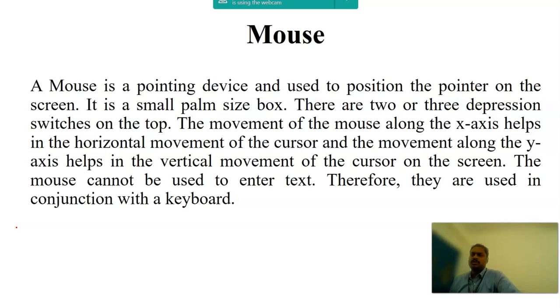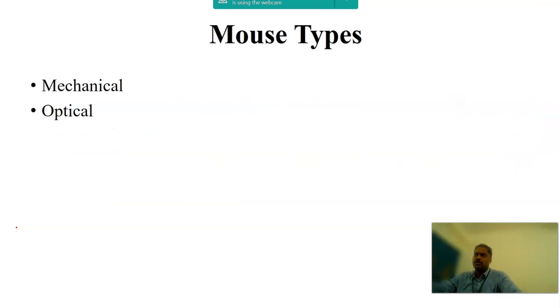The mouse cannot be used to enter text, therefore it is used in conjunction with the keyboard. Before going into the actual mouse types, I'll give you a few more pieces of information about the mouse here.